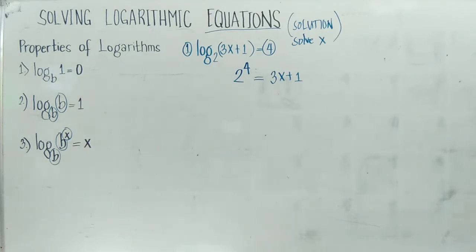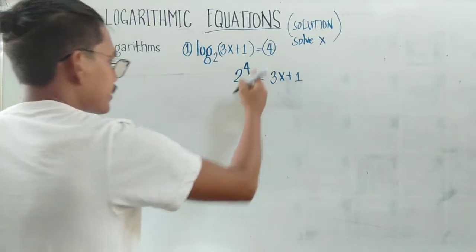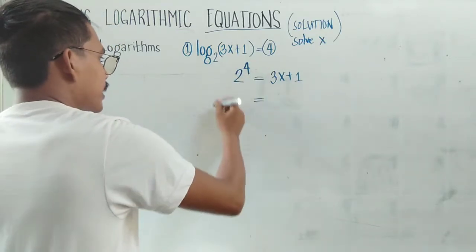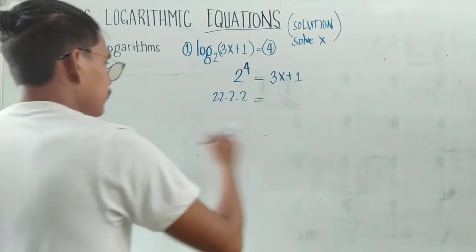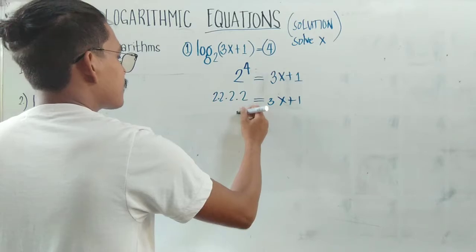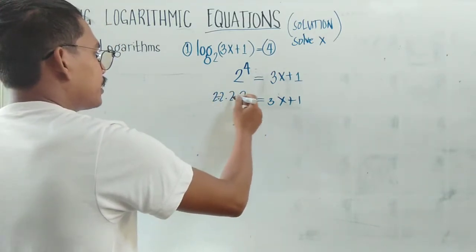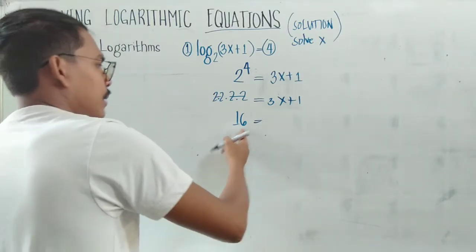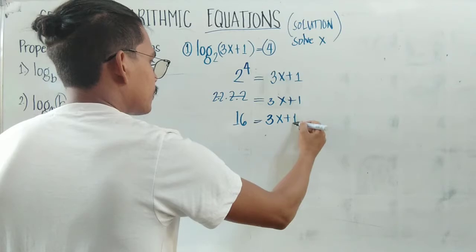Okay? To continue, let us solve for x. Let us simplify 2 raised to 4. So 2 raised to 4 is 2 times 2 times 2 times 2. And that is 16. So 4 times 4 is 16. Then we have 3x plus 1.